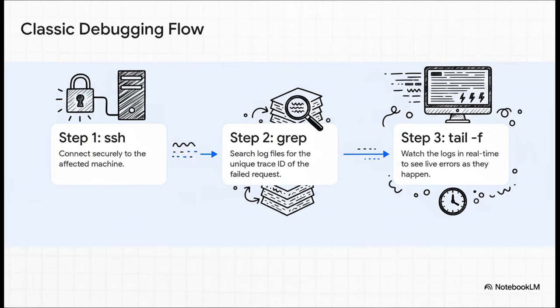Here's a quick look at the classic hands-on debugging flow using some fundamental tools. First, you SSH to get a secure shell connection right onto the machine you think is having trouble. Second, you use a powerful search command called grep to hunt through the log files for a unique trace ID that we attach to our request at the very beginning. This lets you see every service it touched. And finally, if you want to see what's happening right now, you can use tail -f to get a live, real-time stream of the logs. This is the nitty-gritty work of keeping a big system alive.